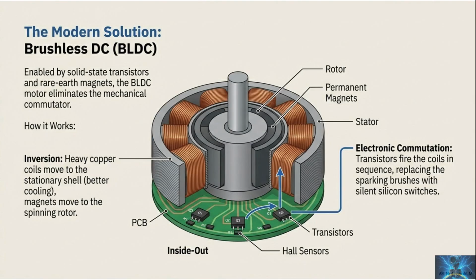BLDC motors remove the mechanical commutator and replace it with electronic commutation. The coils move to the stator, better cooling, and magnets move to the rotor. A controller energizes coils in sequence based on position feedback, often Hall sensors. Benefits: less wear, less maintenance, quieter operation, and typically higher efficiency and control precision. Trade-off: you now need electronics, so the brains can fail. And troubleshooting includes drive logic and sensors, not just brushes and copper.